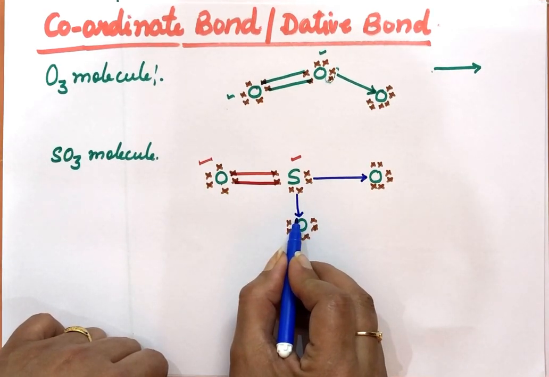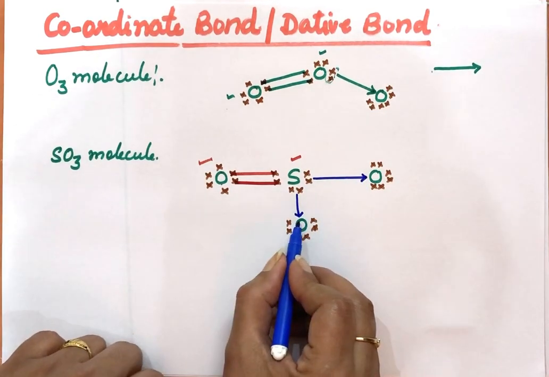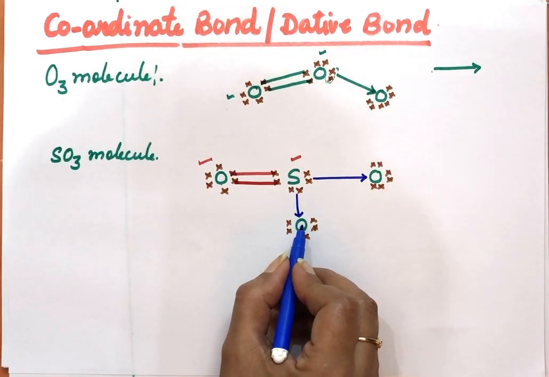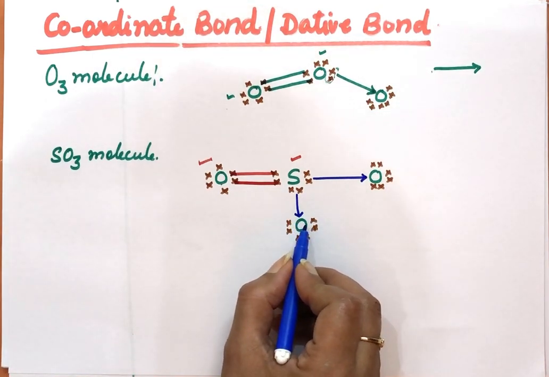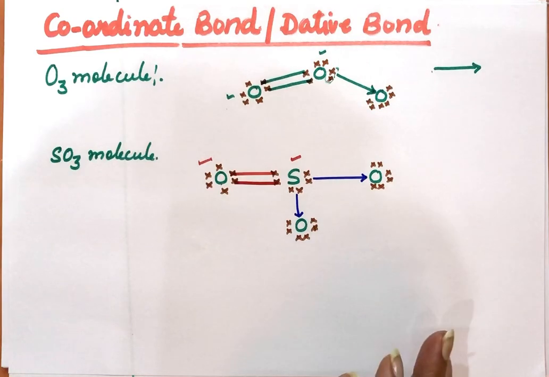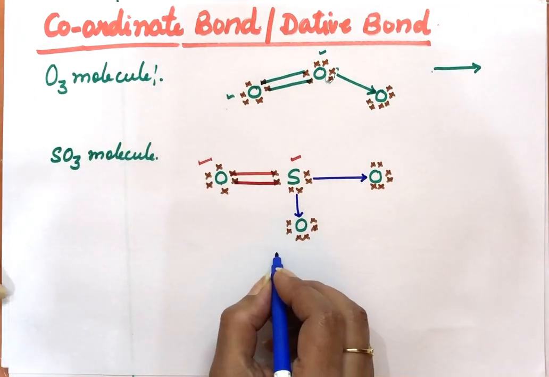This is a covalent bond, but this is called a coordinate covalent bond, and its behavior is just like a single covalent bond only. So in this there are 2 coordinate bonds in case of SO3. These are examples of the coordinate covalent bonds.